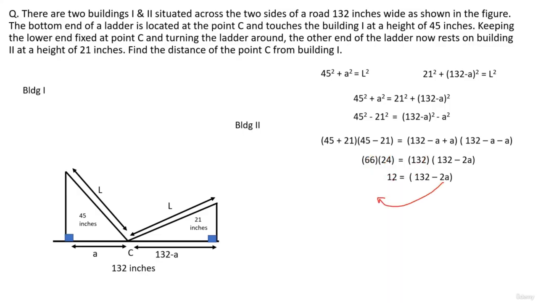Taking 2A on this side and 12 on the right hand side, you will have 2A equals 120, or you will have A equals 60. That is the required answer. The distance of C from the first building is 60 inches.